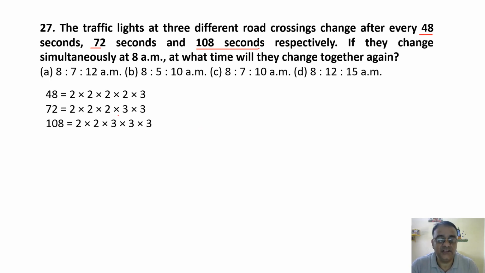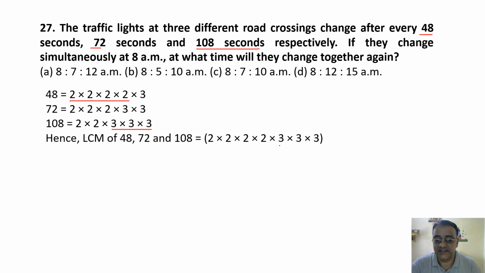So the LCM will be the product of the highest power of the prime factors involved. And in Class 6 language, the product of the prime factors with the highest times of repetition. 2 is repeating 4 times here, 3 is repeating 3 times here. So that is 16 into 27. 16 into 27 is 432. So this is clear.